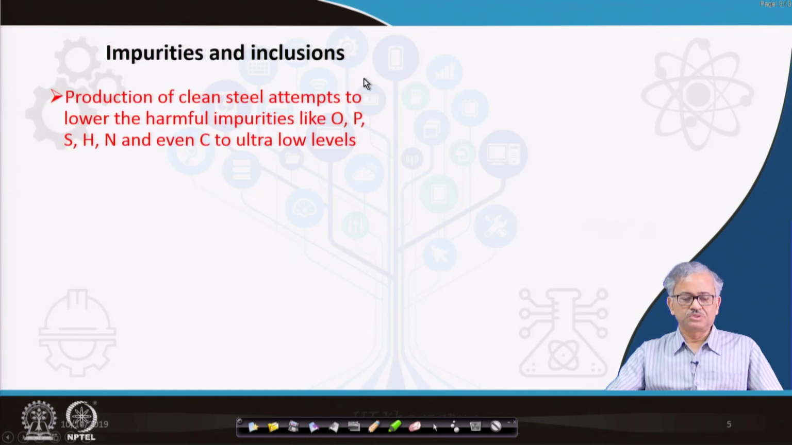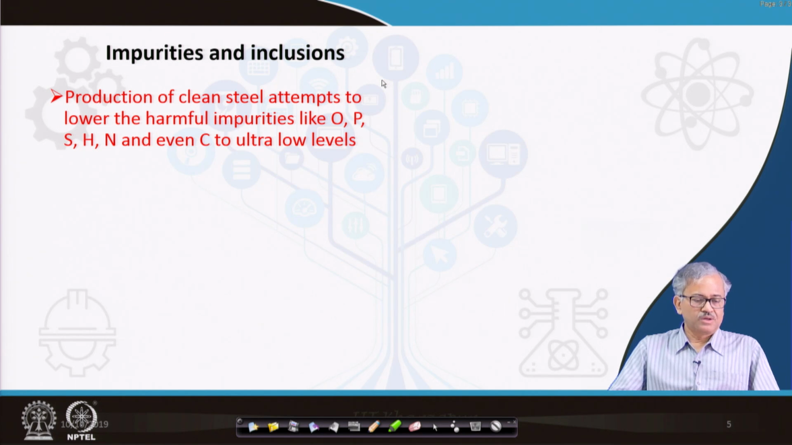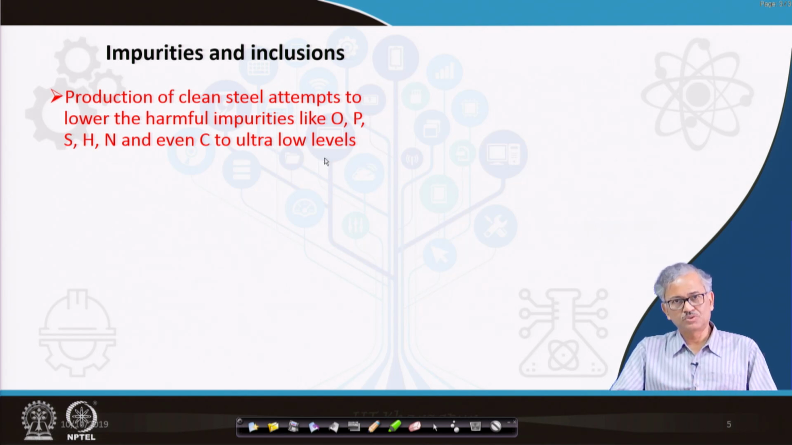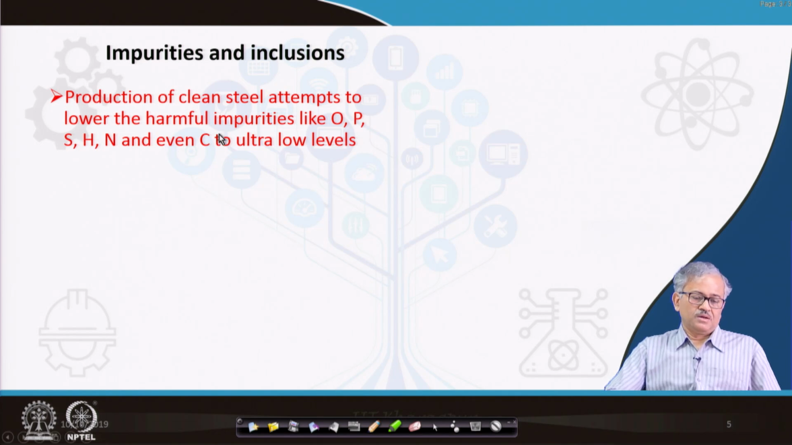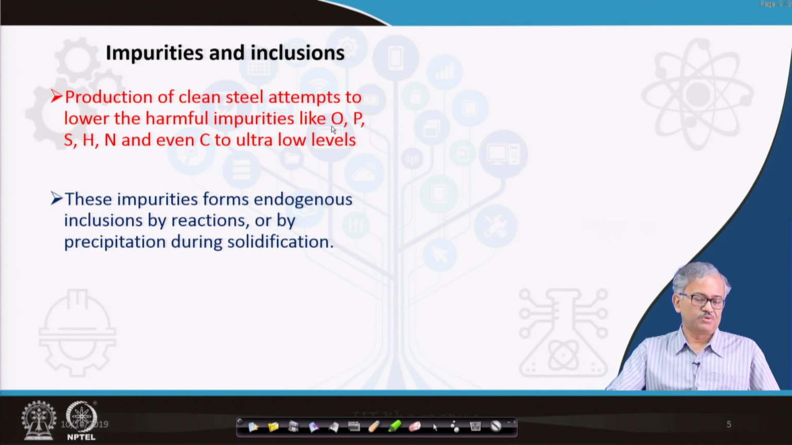The second thing is impurities and inclusions. Basically, it is the impurities. If you have a large amount of impurity in the steel, you will have large inclusions in the steel. So control of impurity is very important. Impurities like oxygen, phosphorus, sulfur, hydrogen, nitrogen and carbon should be at a very ultra low level. If you can bring these impurities to a very ultra low level, then obviously your inclusion formation will also be less, because the endogenous inclusions are the larger inclusions, and they are produced by chemical reaction between these impurities. So production of clean steel attempts to reduce these impurities to a very ultra low level, such that we can stop the inclusion formation.